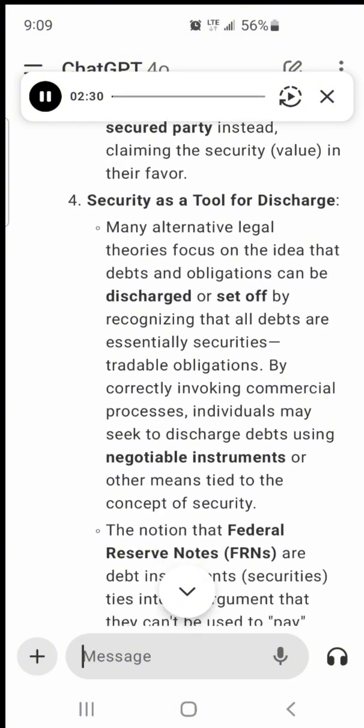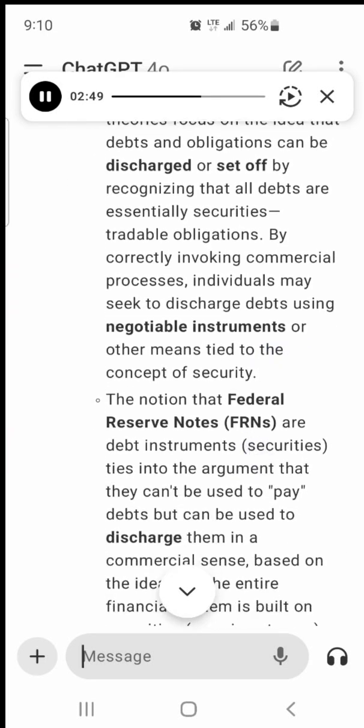4. Security as a tool for discharge. Many alternative legal theories focus on the idea that debts and obligations can be discharged or set off by recognizing that all debts are essentially securities, tradable obligations. By correctly invoking commercial processes, individuals may seek to discharge debts using negotiable instruments or other means tied to the concept of security.